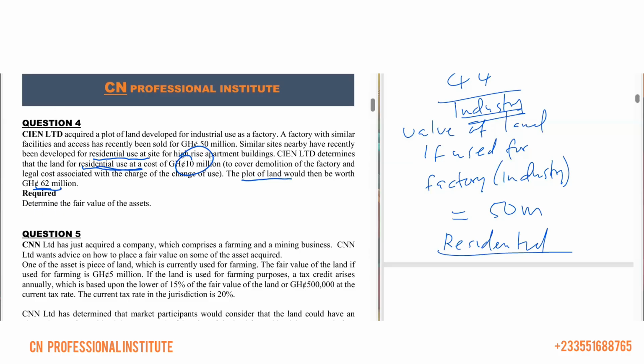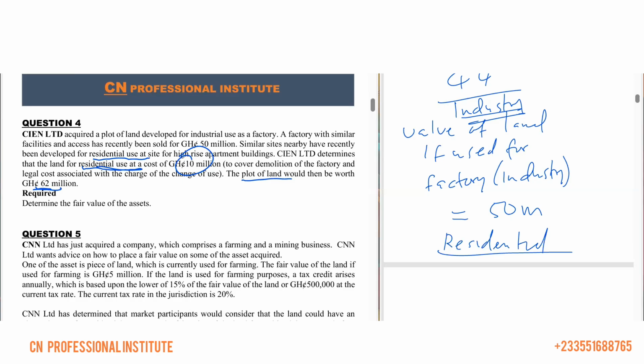So maybe you have a land you're using for a factory. Now you want to change it from factory to residential. Maybe you need some machines or some caterpillars to pull down the buildings and then clear the site so that you can now use it for your residential. So you are going to incur 10 million cost, and that cost is to cover demolition and other legal costs.